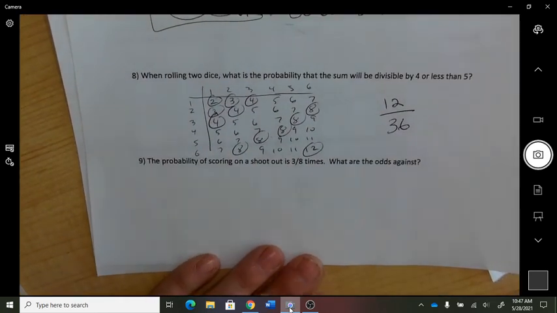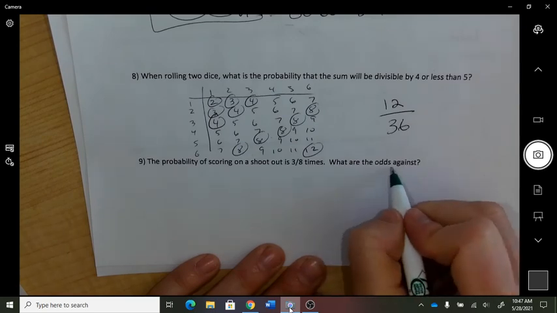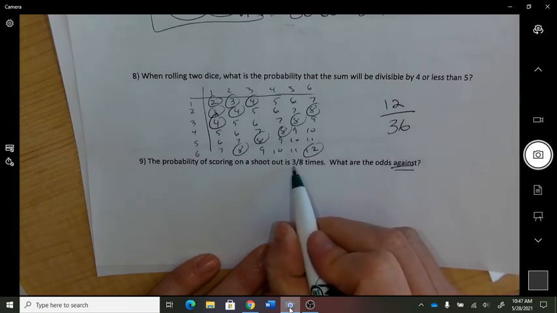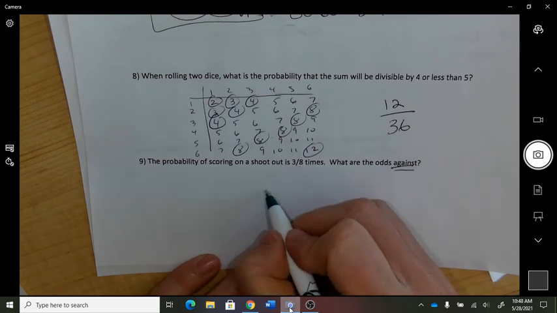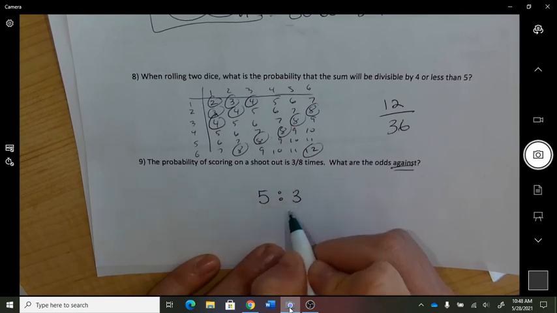The probability of scoring on a shot is 3 out of 8. What are the odds against? So if you score 3 out of the 8, you are missing 5 of them and making 3 of them.